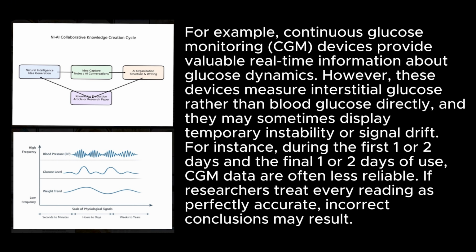For example, continuous glucose monitoring (CGM) devices provide valuable real-time information about glucose dynamics. However, these devices measure interstitial glucose rather than blood glucose directly, and they may sometimes display temporary instability or signal drift. For instance, during the first 1 or 2 days and the final 1 or 2 days of use, CGM data are often less reliable.